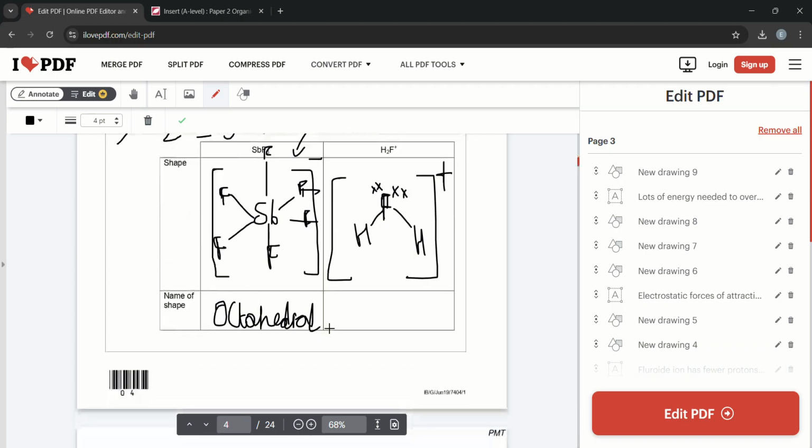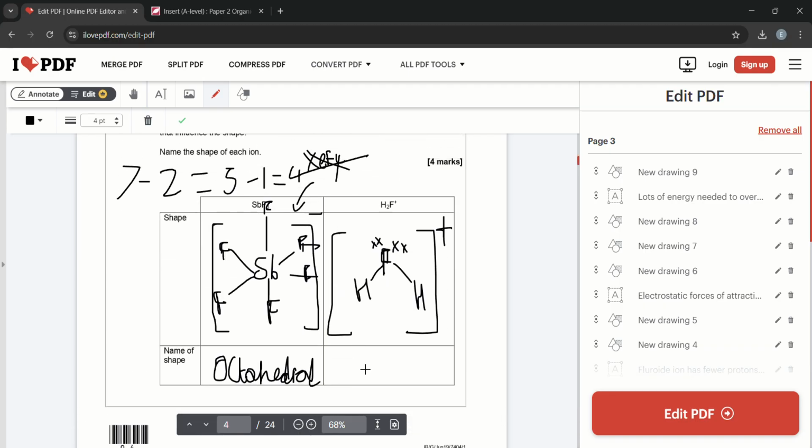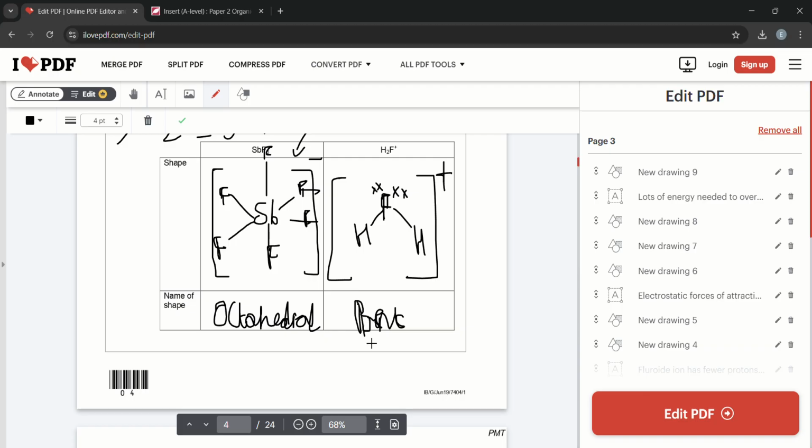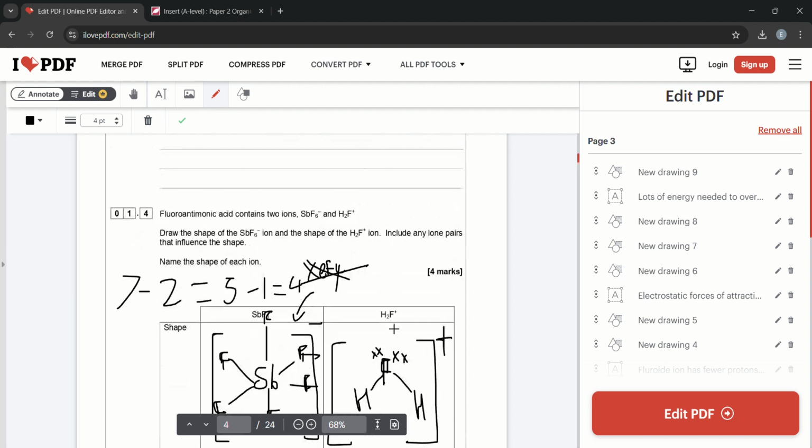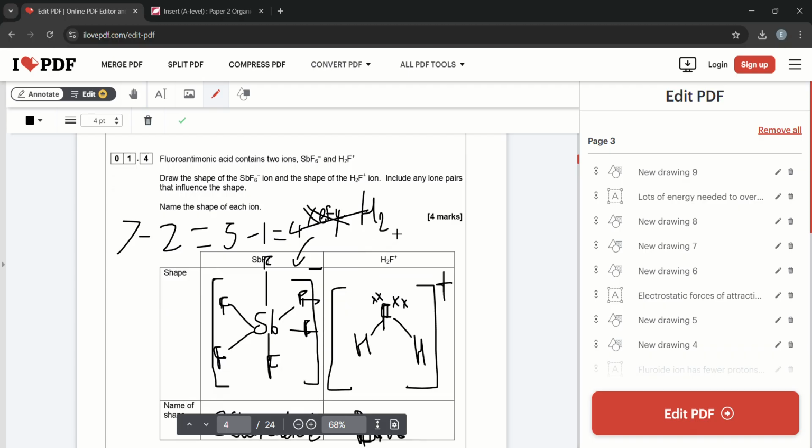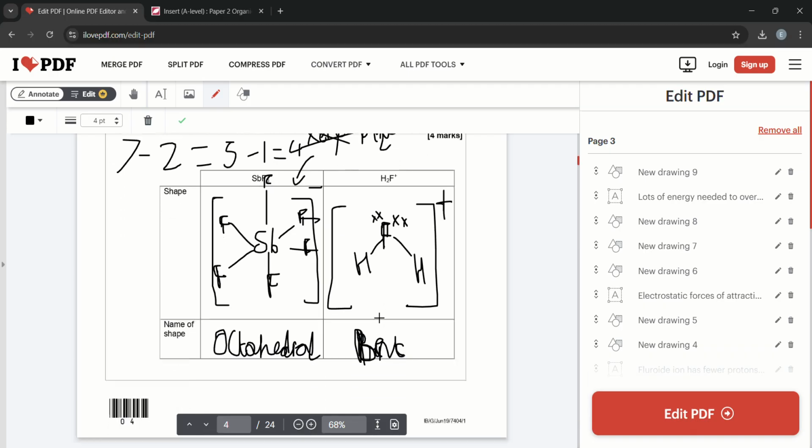And what is this called? Well, this is called bent. It's literally called that, bent shape. It's just like H2O, right? For these type of questions, you need to memorize similar kinds of compounds, and then maybe write them all down, compare, and see, okay, H2F, that's like H2O, right? H2O is bent, it has 2 lone pairs of electrons, etc, etc. It has a lone pair of electrons, but in this case we're going to have 2 lone pairs.